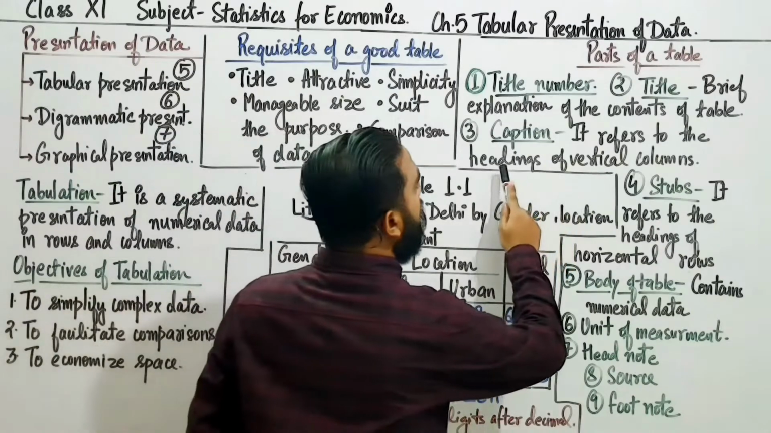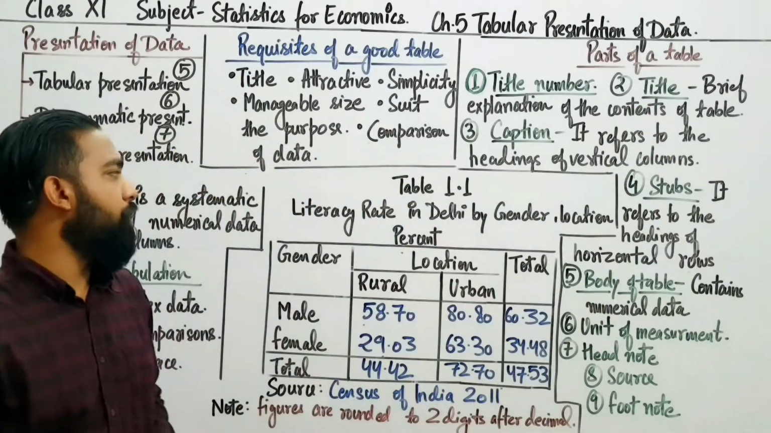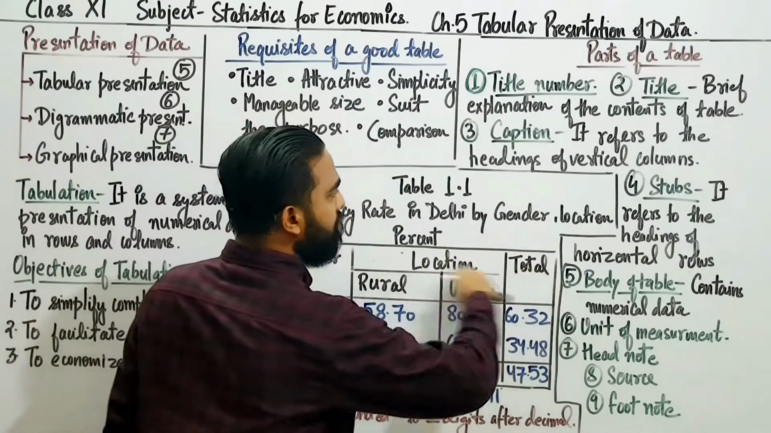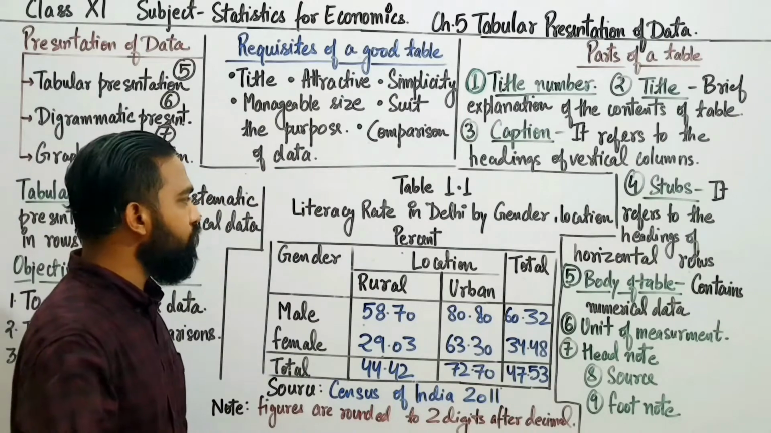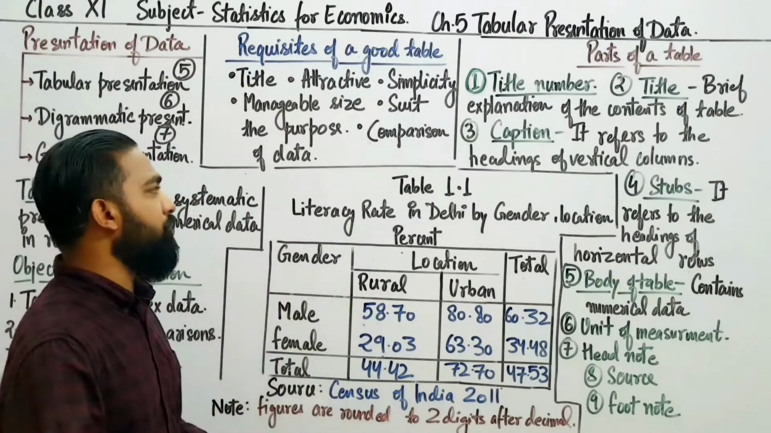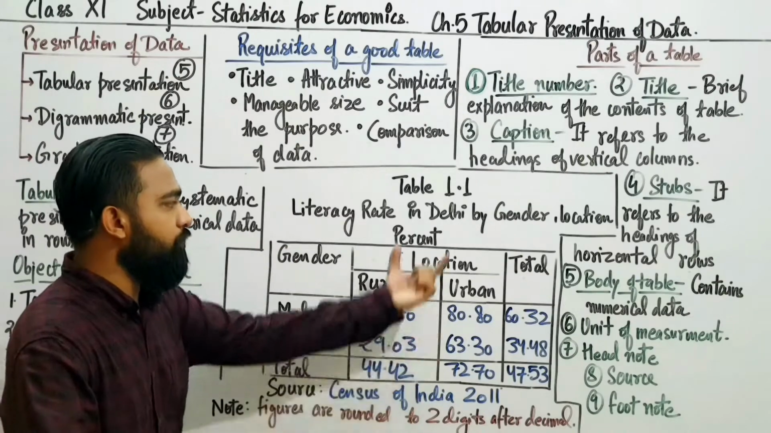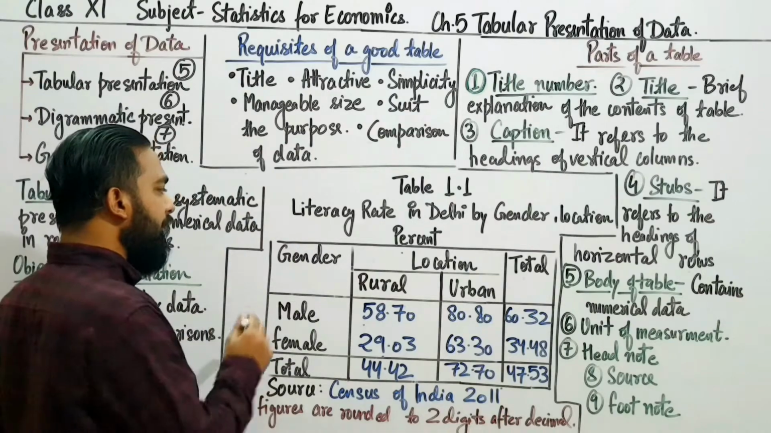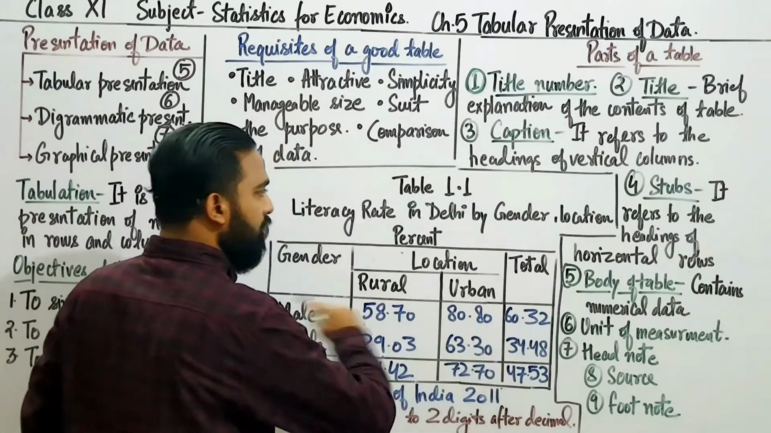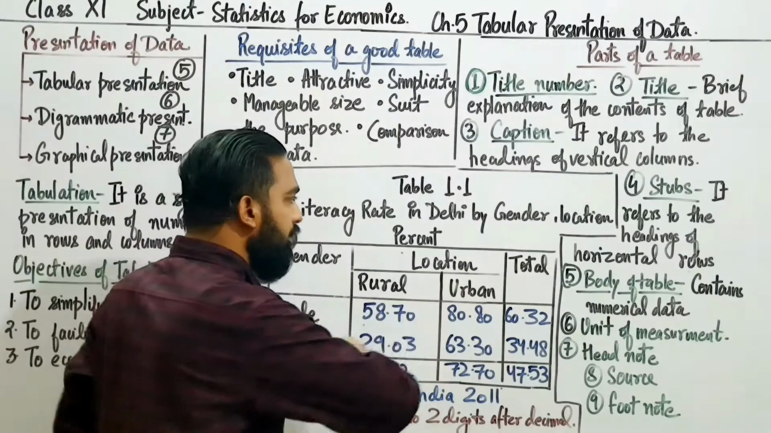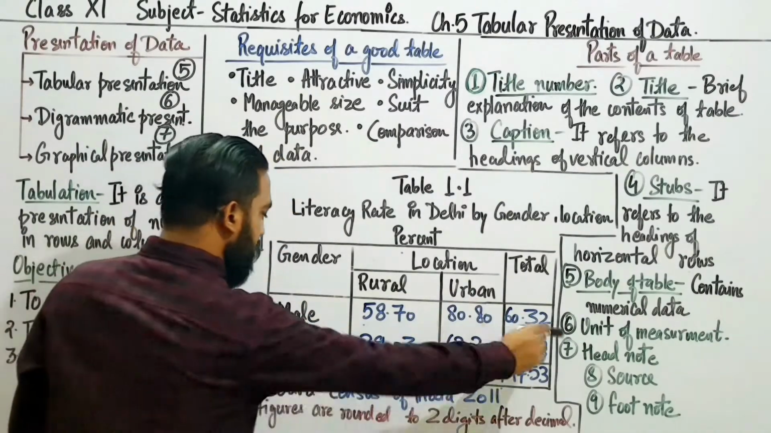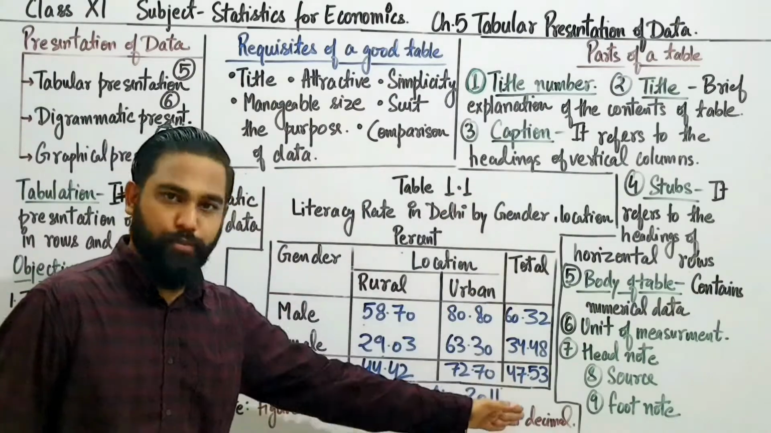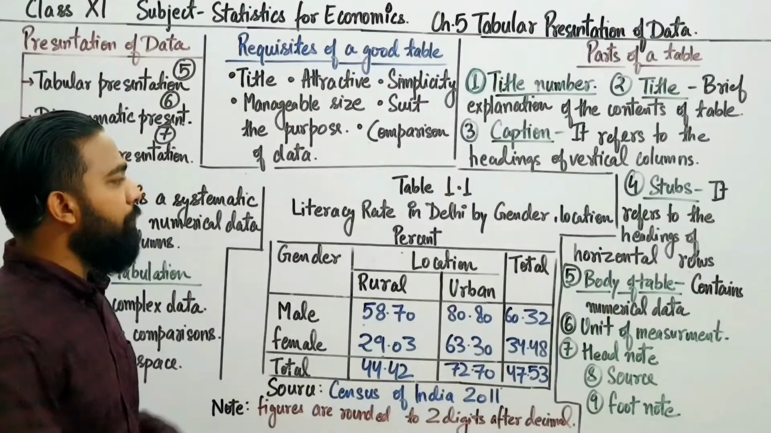Fine. Caption, it refers to the headings of vertical columns like this. Gender, location, total. These are your caption. Vertical columns. So these are your captions. Now, what are stubs? It refers to the headings of the horizontal rows. These are rows like male, female, total. This is your stubs and this is your captions. Understood?